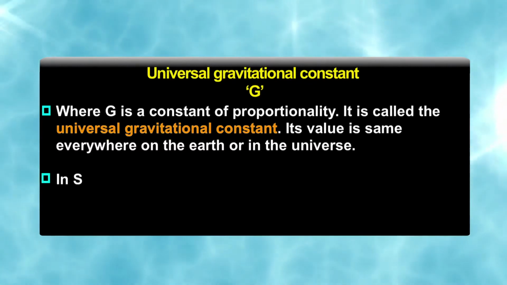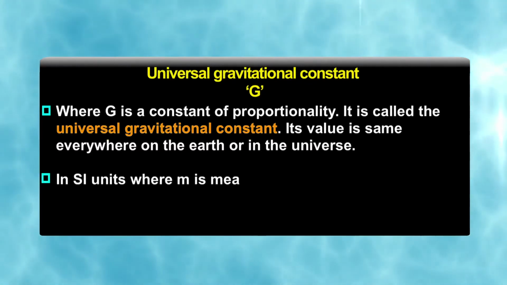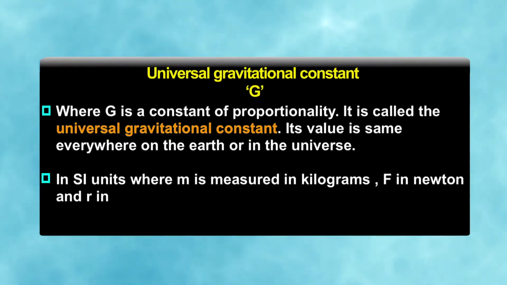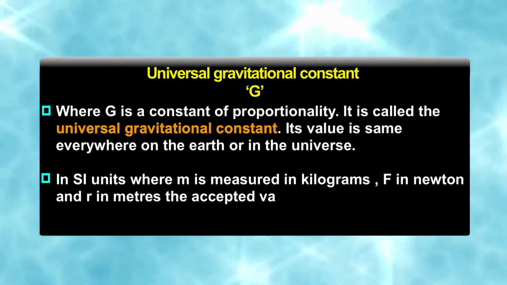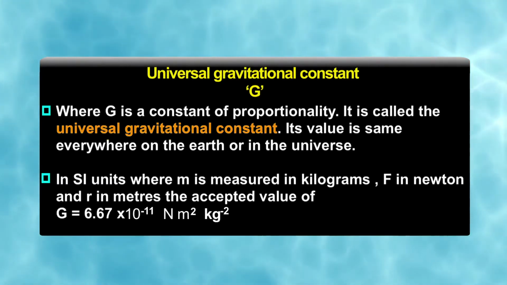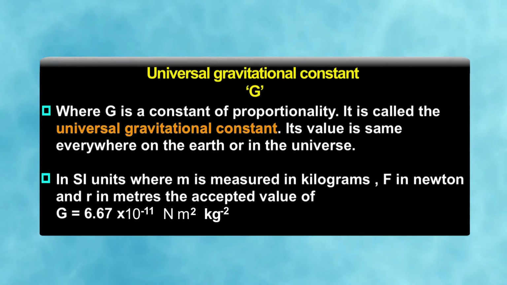In SI units, where m is measured in kilograms, F in Newton and r in meters, the accepted value of G is 6.67 into 10 to the power minus 11 Newton meter square per kilogram square. The value of G is very small. This means that the force of gravitation between objects of ordinary mass is very weak.